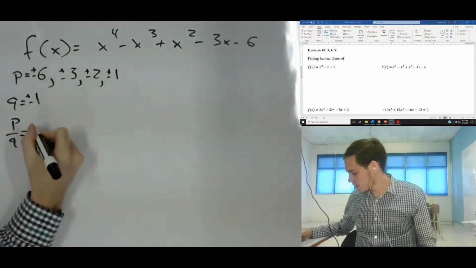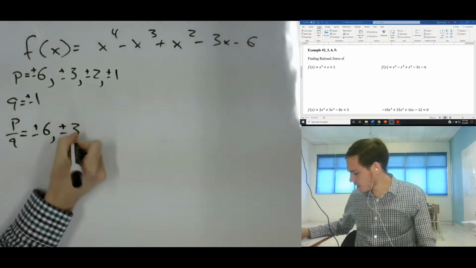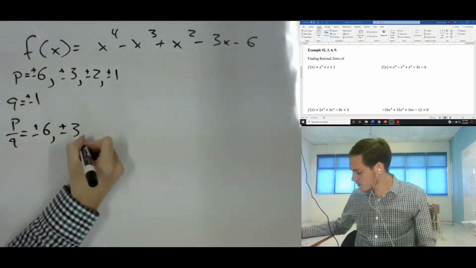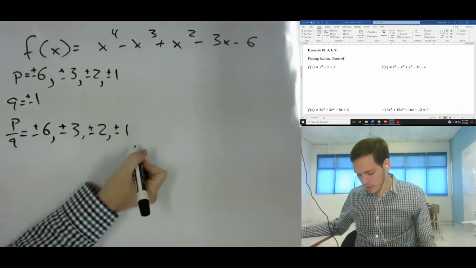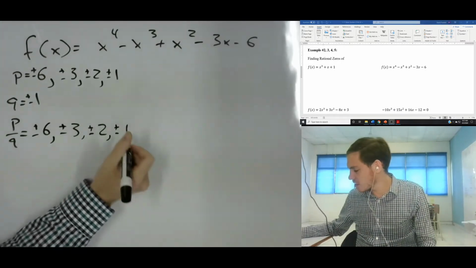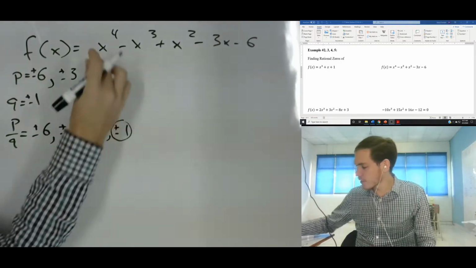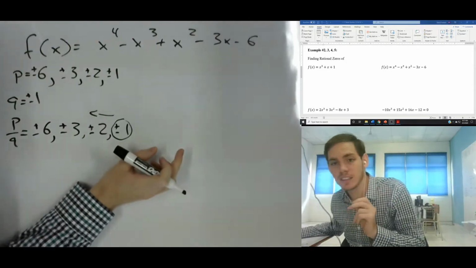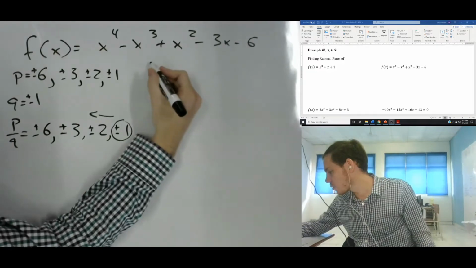Okay? So this will give us plus or minus 6, plus or minus 3, because I'm just dividing 6 by 1, 3 by 1, 2 by 1, 1 by 1. And my approach to this is generally start with ones and work this way, okay? If these numbers are low, you usually want to start with ones and then go bigger. You never want to start with bigger and then go smaller, okay? So let's start with 1.